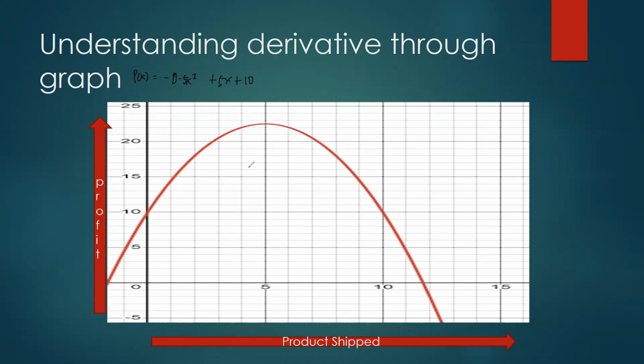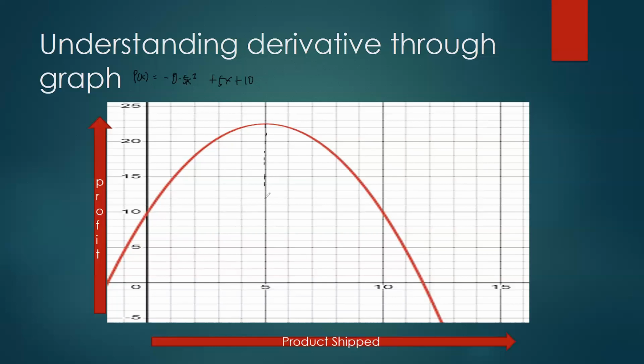Well, it's not like that, because the profit equation that we have here is a parabolic equation with a maximum value. So after a certain amount of product shipped, the profit will not be increasing anymore. Instead, it will start to decrease. As you can see on the graph here, we know that the profit will be the highest at what?